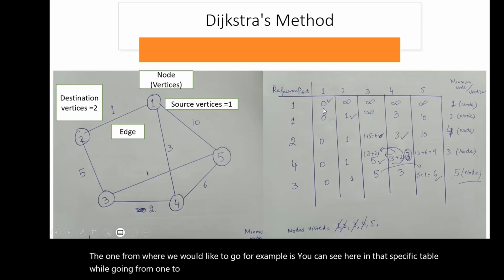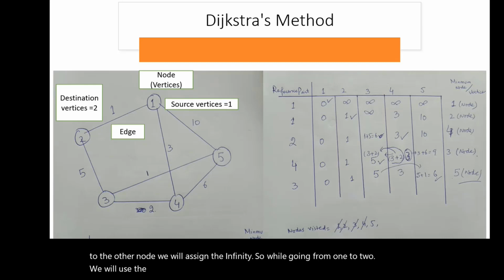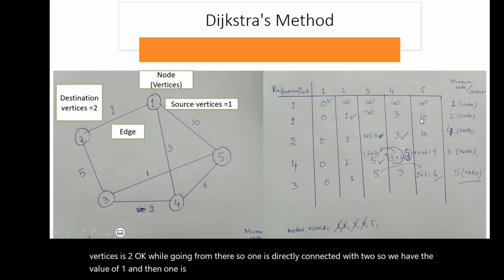So we will always start by assigning the value 0 to that, and to the other nodes, we will assign infinity. OK, so while going from 1 to 2, we will use the edge 1, whose distance is 1. So our source vertex is 1 while the destination vertex is 2. 1 is directly connected with 2, so we have the value of 1. And 1 is directly connected with 5, so we have a value of 10. And 1 is directly connected with 4, so we have the value of 3.